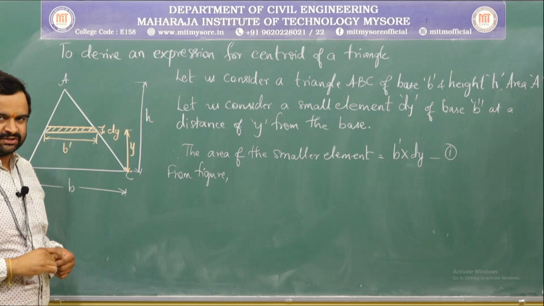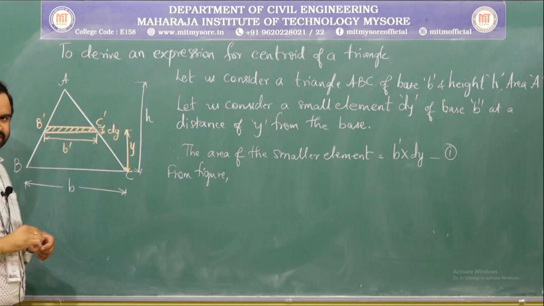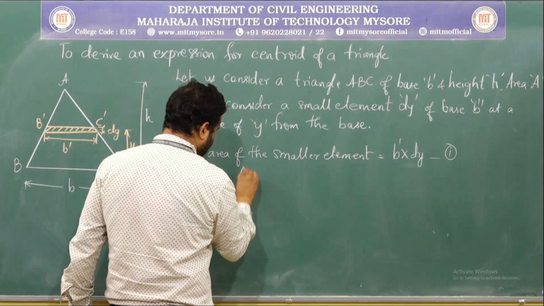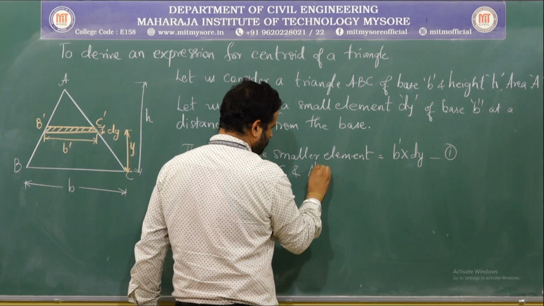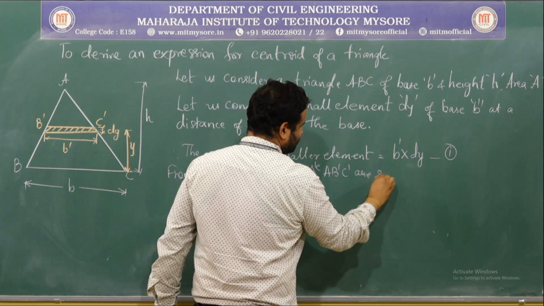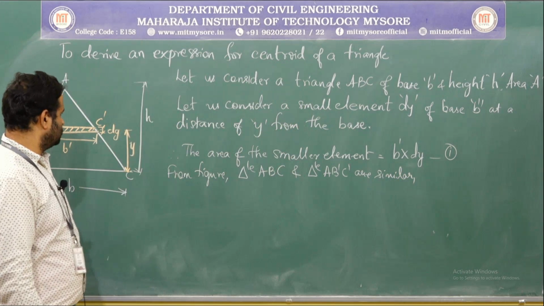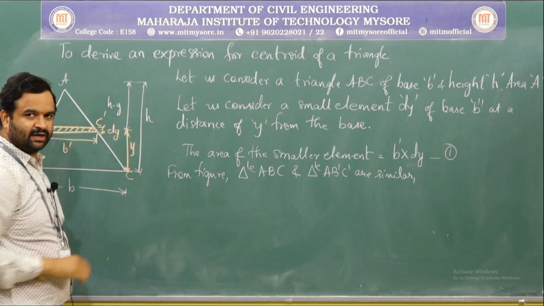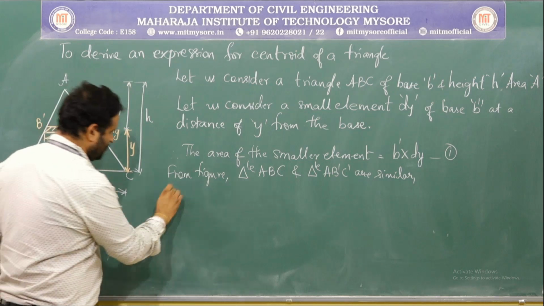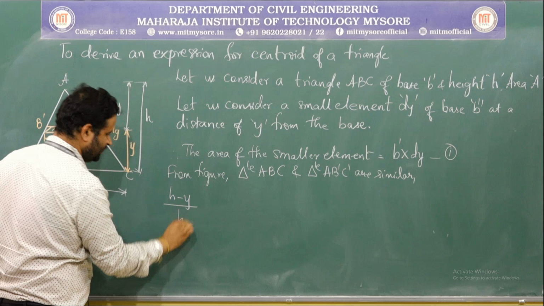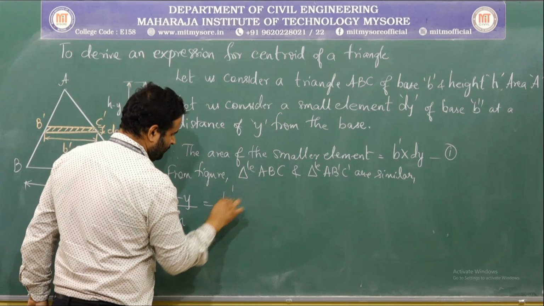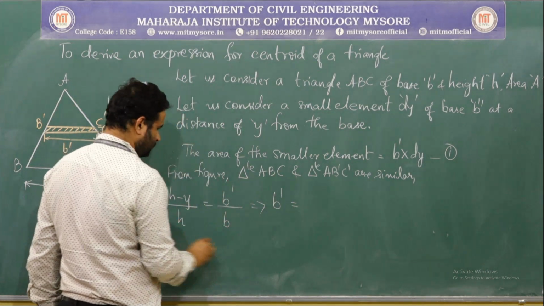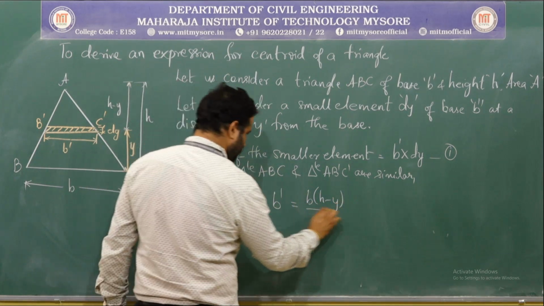if you observe the similarities between the dimensions, we can write, let me name this as B dash and C dash. If you observe from the figure, we can easily say there are two triangles and they are similar. So from figure, triangle ABC and triangle A, B dash, C dash are similar. So that means I can take this width equal to h minus y, the total is height, and this is y, h minus y. So h minus y divided by h is equal to b dash by b. Okay, so I want b dash from this equation, that I can write as b dash is equal to b into h minus y divided by h.